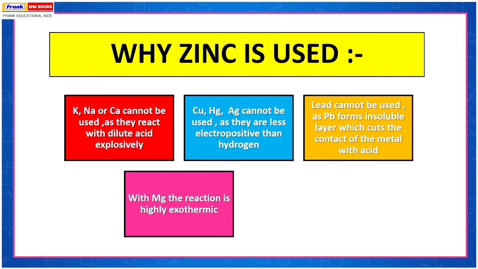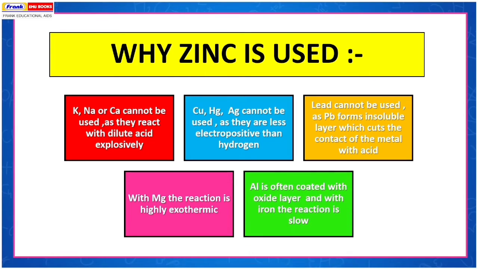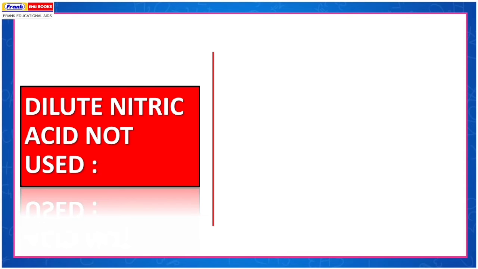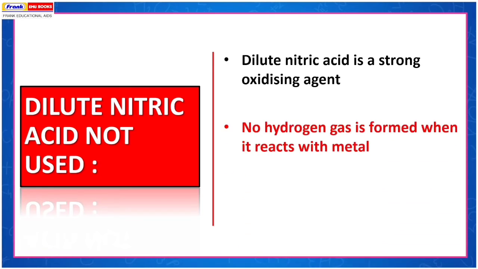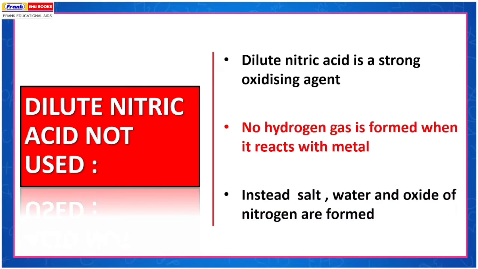With magnesium, the reaction is highly exothermic, while aluminium is often coated with an oxide layer, and with iron, the reaction is slow. Why is dilute nitric acid not used? Dilute nitric acid is a strong oxidizing agent. No hydrogen gas is formed when it reacts with metal. Instead, salt, water, and oxides of nitrogen are formed.